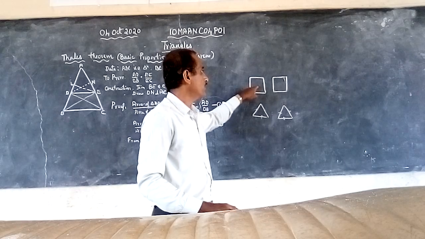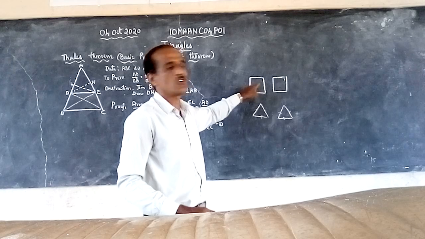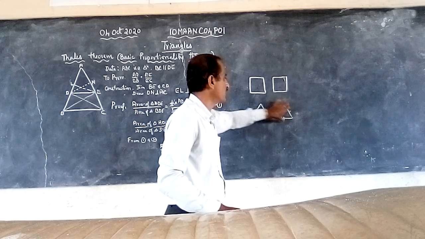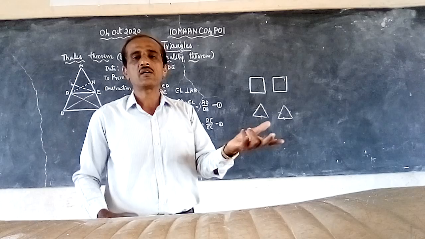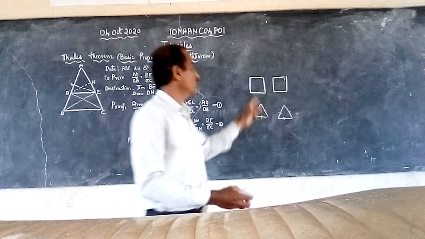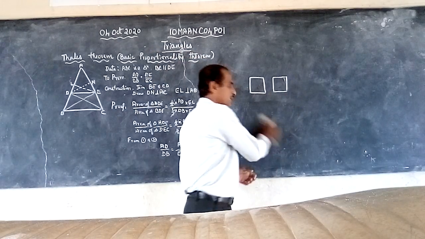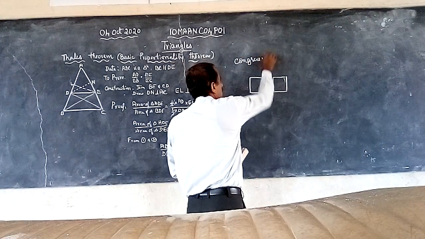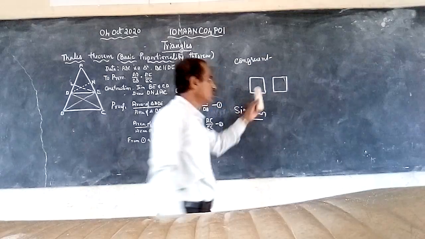That means this figure can be superimposed on this one, and you can fix this figure on this exactly. So two congruent figures superimpose on each other. To say figures are congruent, the shape and size of the figures must be equal. Now, what do you mean by similar? These are congruent figures.